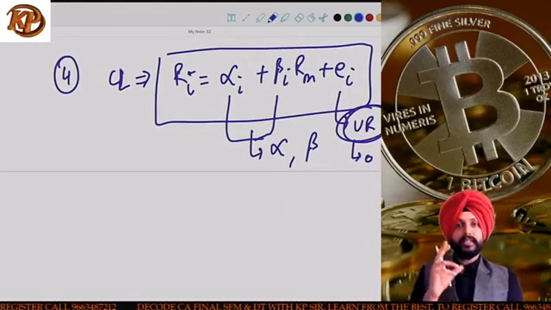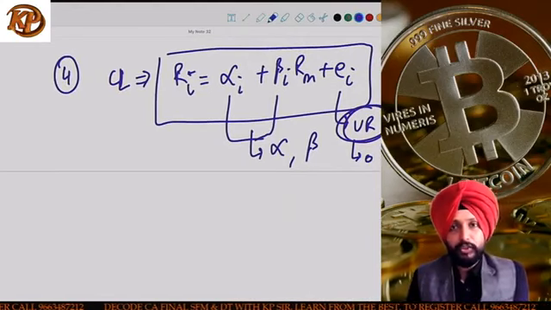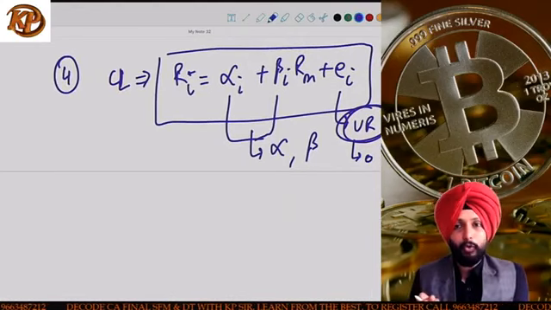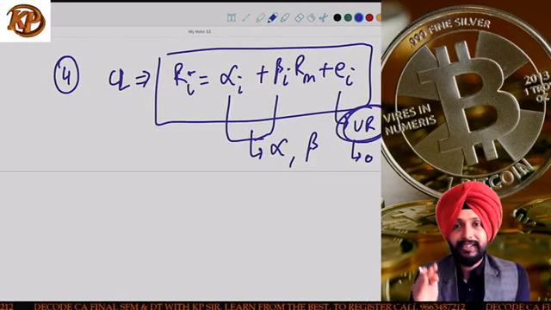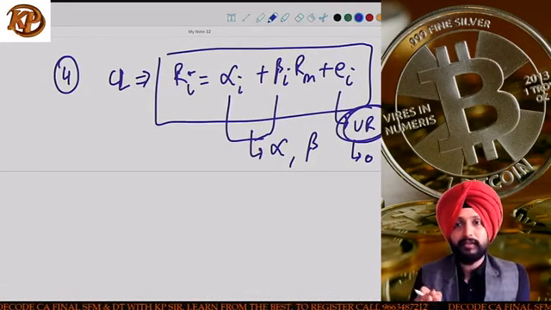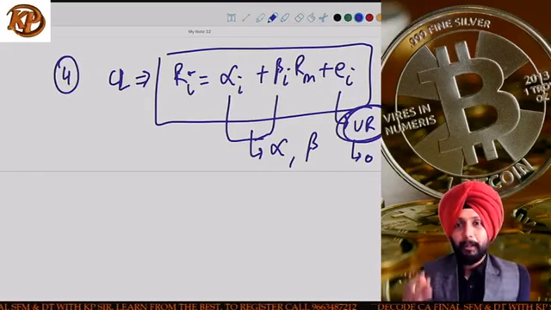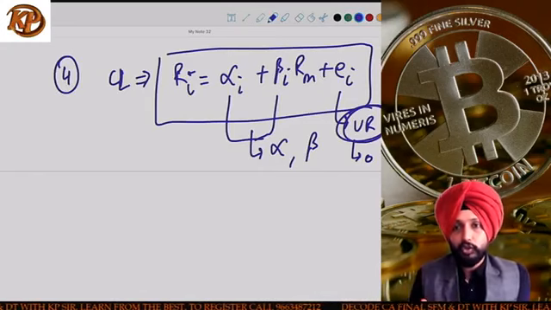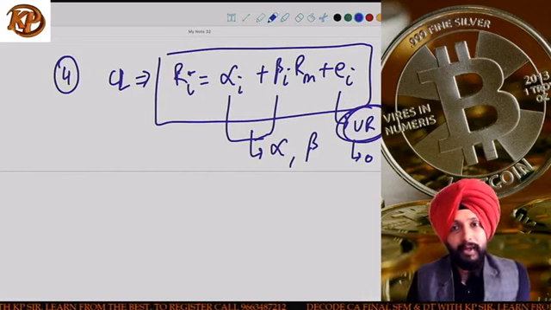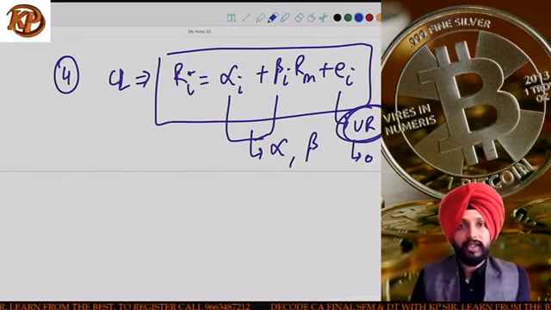The alpha is basically the return expected from the stock when market return is 0. Alpha represents the return from the stock that is expected when market return is 0. Beta represents the return expected from the stock for 1% change in market return. These interpretations you have to write in the exam.